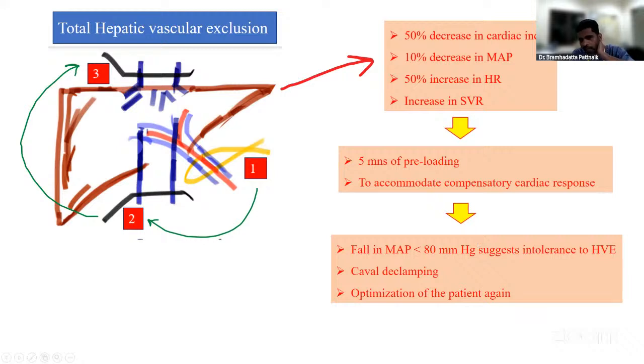And if the mean arterial pressure falls to less than 80 millimeter of mercury, then you declamp the cava, optimize, go back to step 2, and then again try. Once, before starting resection, if all these methods are sustainable, then only you start hepatic resections after doing a hepatic vascular exclusion.